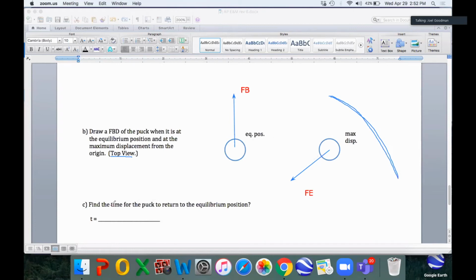Okay, now, this is a really cool question. Find the time for the puck to return to the equilibrium position. Can we make the assumption it has the same period? Yes. That's amazing. B can't do any work. Right. Yeah.